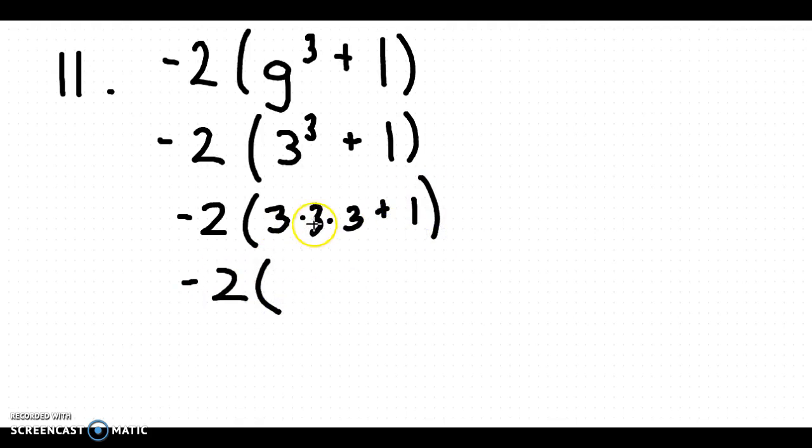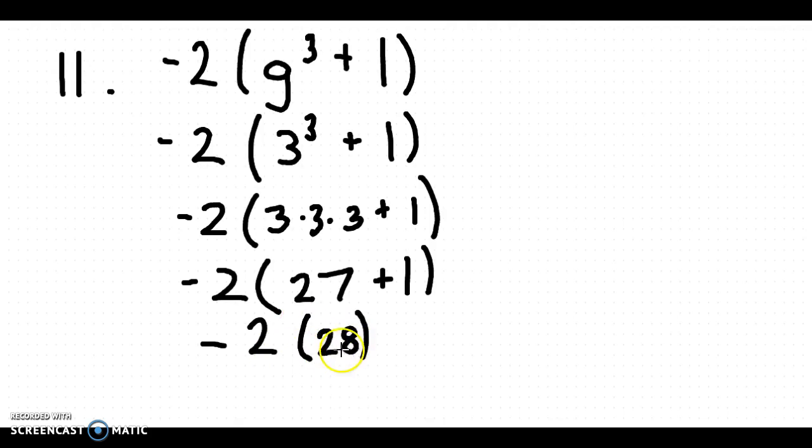3 times 3 is 9. 9 times 3 is 27. And we finally have negative 2 times 28. 2 times 28 is 56. And we'll make that negative for our final answer of negative 56.